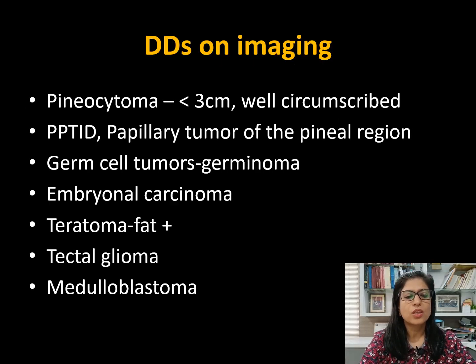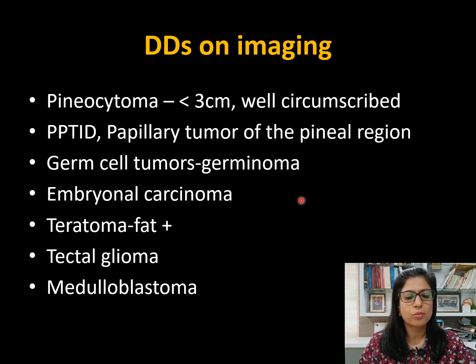Differential diagnosis on imaging. Pineocytomas, these are less than 3 centimeters in size, well circumscribed masses, not causing infiltration into the adjacent structures. The other possibilities could be PPTIDs and papillary tumor of the pineal region. Next is the germ cell tumors, which is germinoma. CSF analysis helps us differentiate germinomas from the pineoblastomas, and there is engulfed type of calcification.